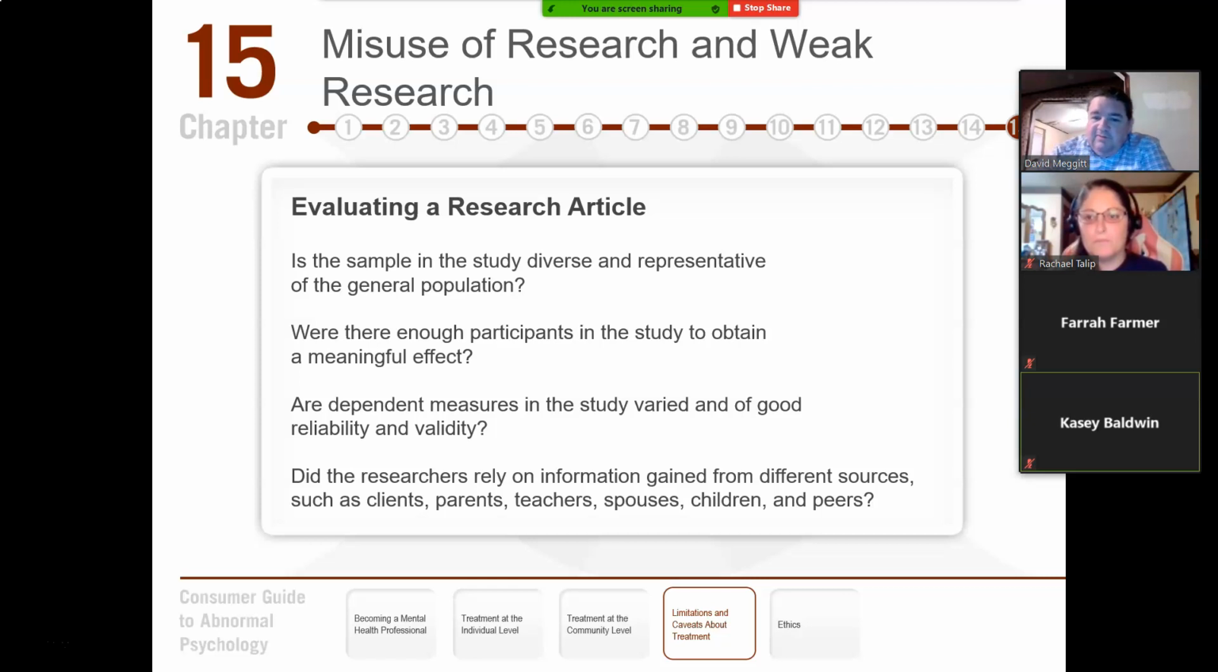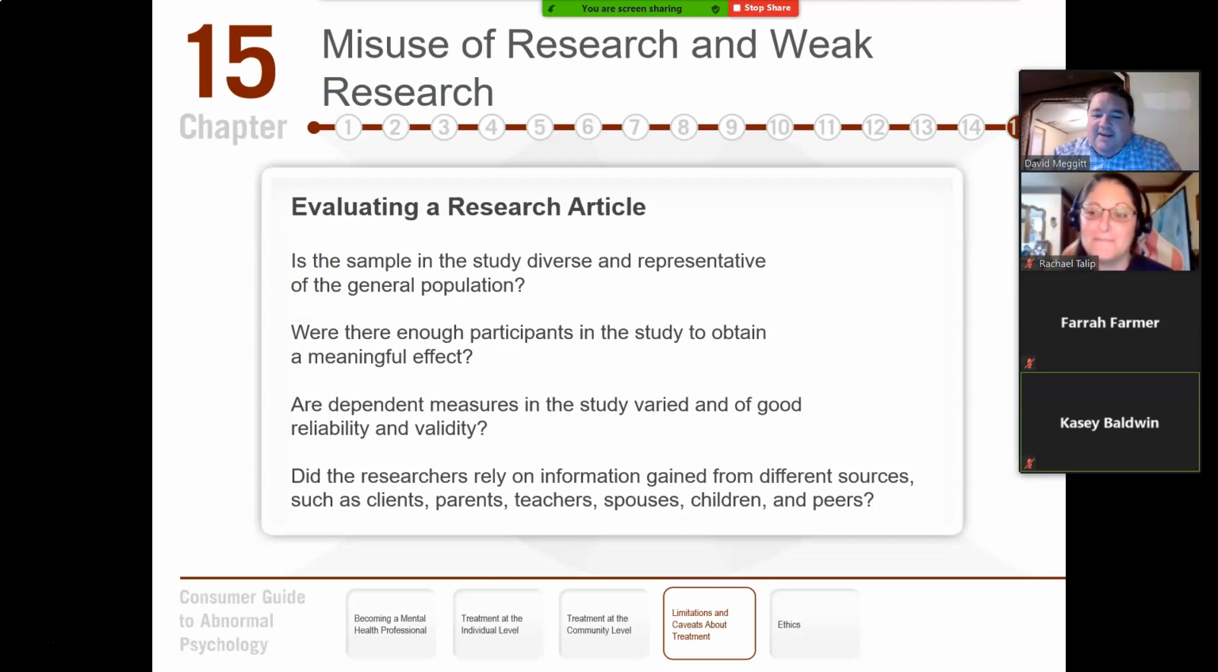Are the dependent measures in the study varied and of good reliability and validity? And that's more research jargon that if you haven't taken your research course yet. Reliability is how consistent something is, and validity is how meaningful it is. And so I could set up an experiment in my laboratory and get really great results because everything is structured and this happens when this and this and this happens. However, take that same idea and put it out in the real world where there's chaos and it may not work out.